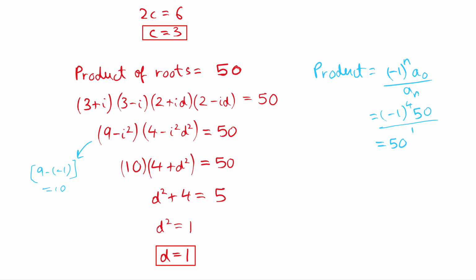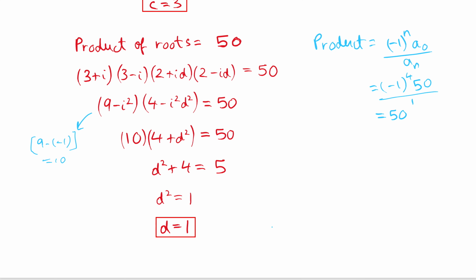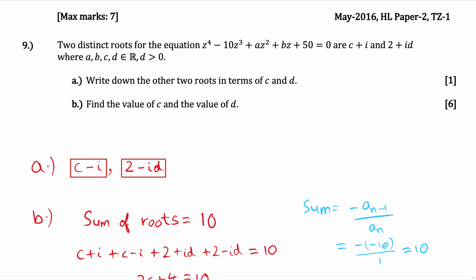From here, we can take this 10 to the right hand side, and we will get d squared plus 4 is equal to 5. From where, if we take the square root of both sides, we find that d is equal to 1. Now we only have one solution for this equation, because the question did tell us that d has to be greater than 0. So d cannot be equal to negative 1, and hence we find that d is equal to positive 1. And this is the answer to question number 9.